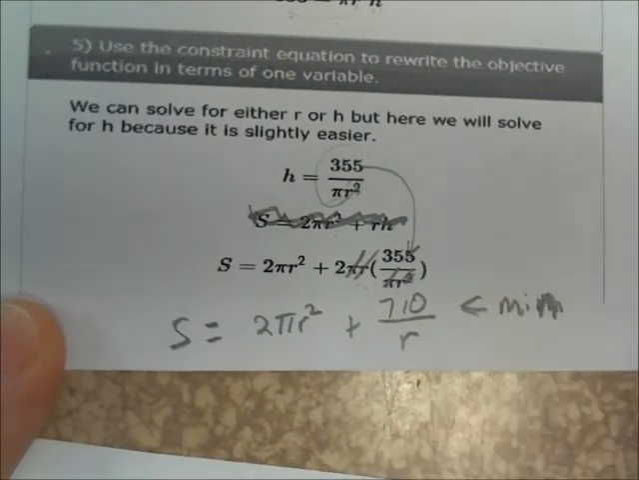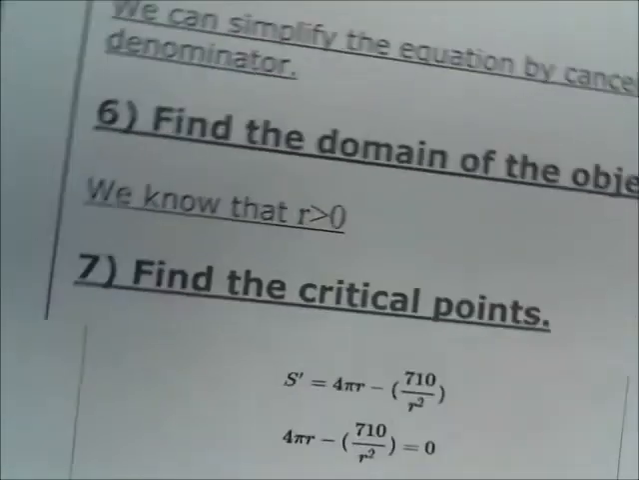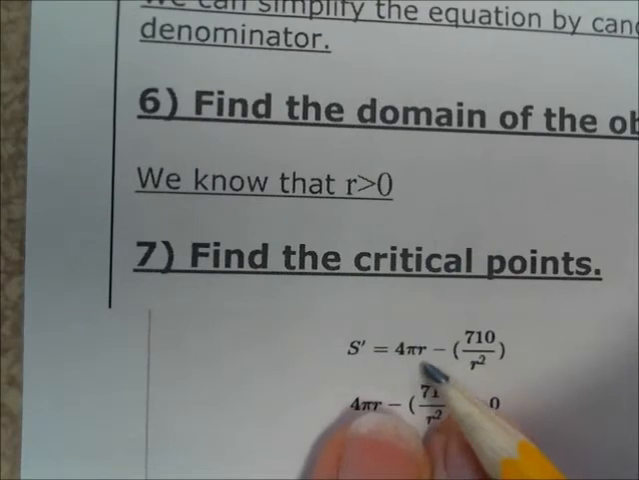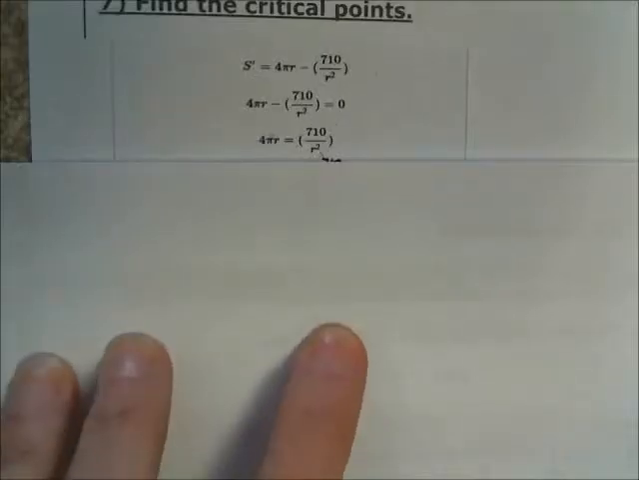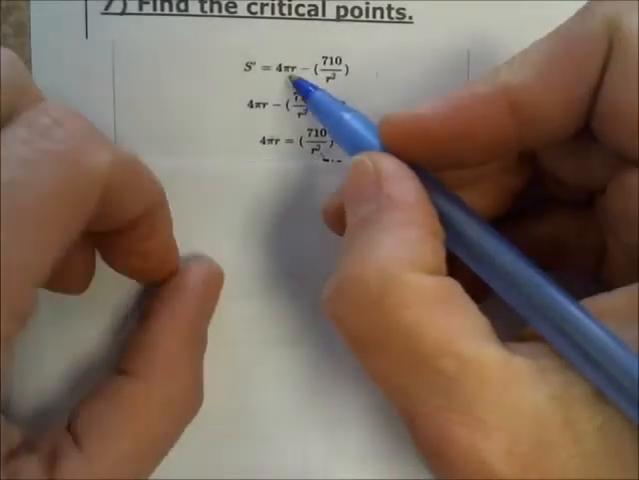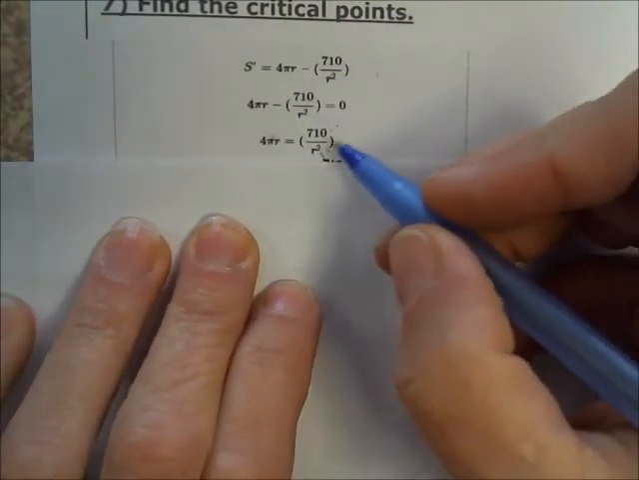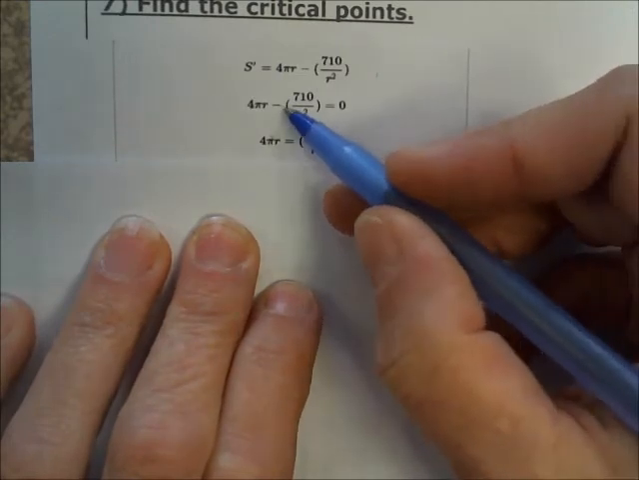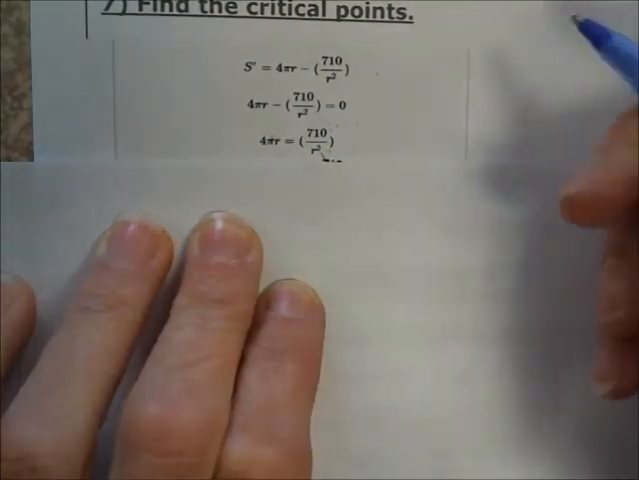So what we have to do is take the derivative. So we're going to take s prime. In order to take the derivative, hopefully you're able to take a derivative now, and the s prime turns out to be 4 pi r minus 710 over r squared when you take the derivative of each of the terms of s. So s prime is equal to 4 pi r minus 710 over r squared. You set the derivative equal to 0, and then you can just add 710 over r squared to both sides. And now our job is just to solve this for r.